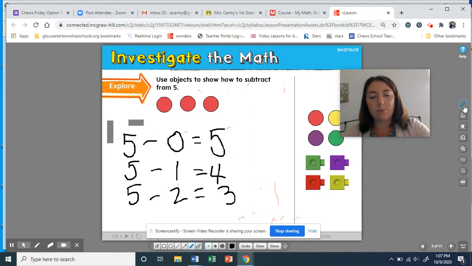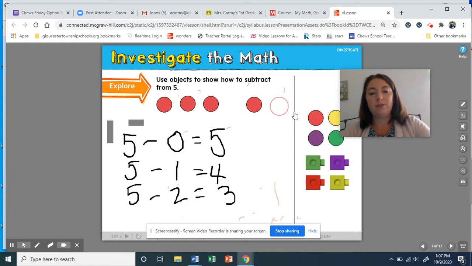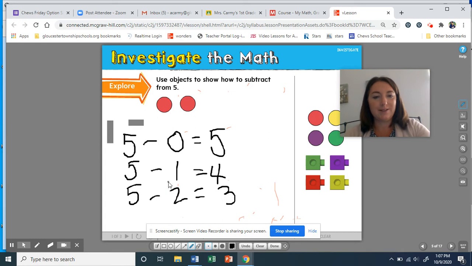All right, so now I'm going to put my 5 counters back. 1, 2, 3, 4, 5. And this time I'm going to subtract 3 from it. So let me take 3 counters away. 1, 2, 3. So 5 minus 3 is going to equal what?